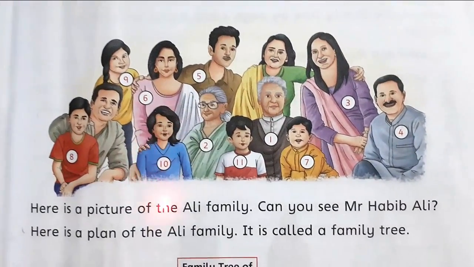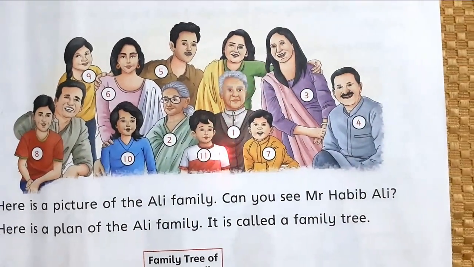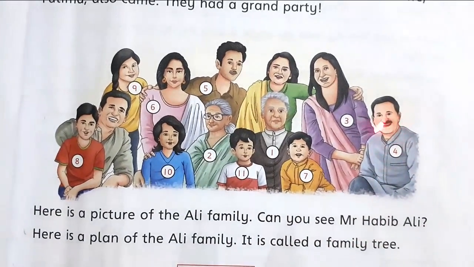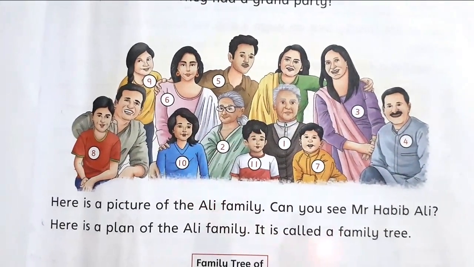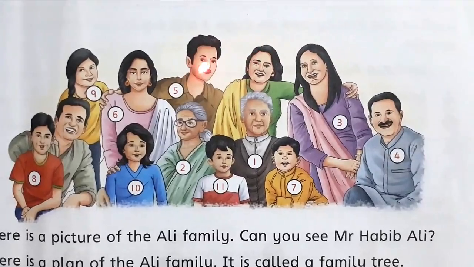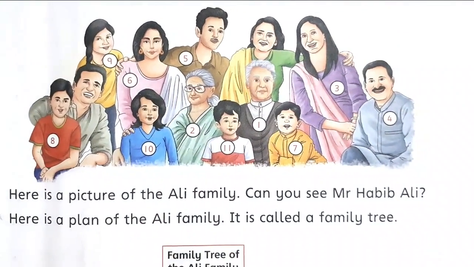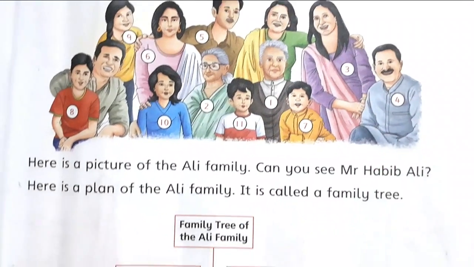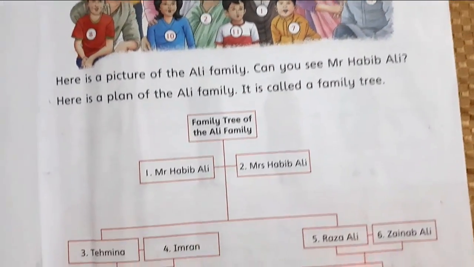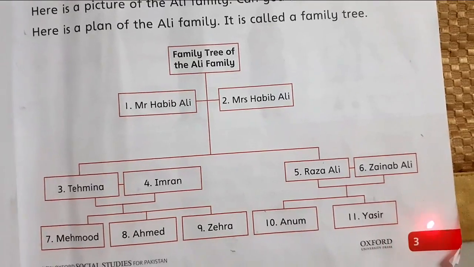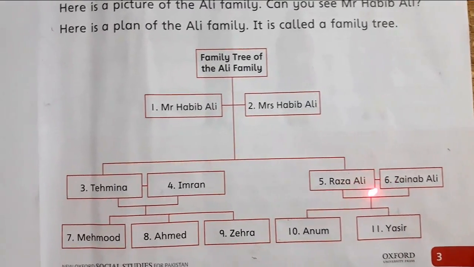These are the members of Ali family. यहाँ पे अली के फैमिली के जितने भी अफराद हैं उनका एक खाका बनाया गया है, जिसको फैमिली ट्री कहा जाता है. And look at this family tree, which is on page number 3rd.